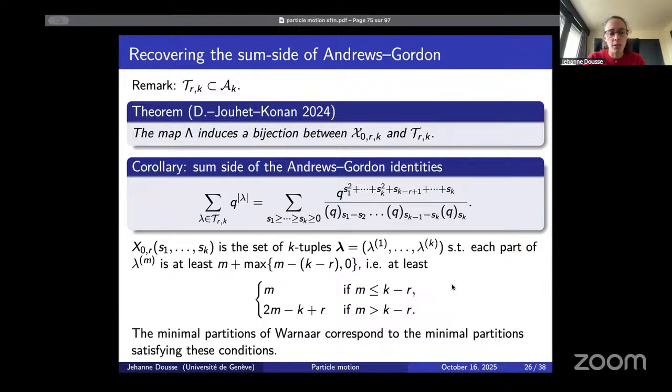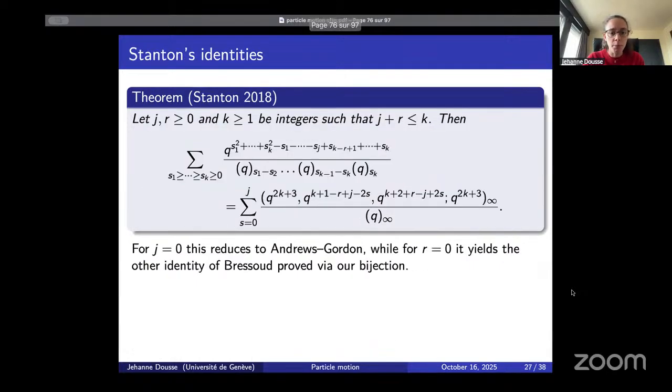Yes, so that was, as a reminder, what the set is for i equals 0. And actually, the minimal partitions of Warner, because Warner did it already for Andrews-Gordon. So the minimal partitions of Warner correspond exactly to the minimal partitions that satisfy these difference conditions. So we get, in the case of Andrews-Gordon, if we do this manipulation, we get back what Warner got. But we can also get some identities that Warner did not get.